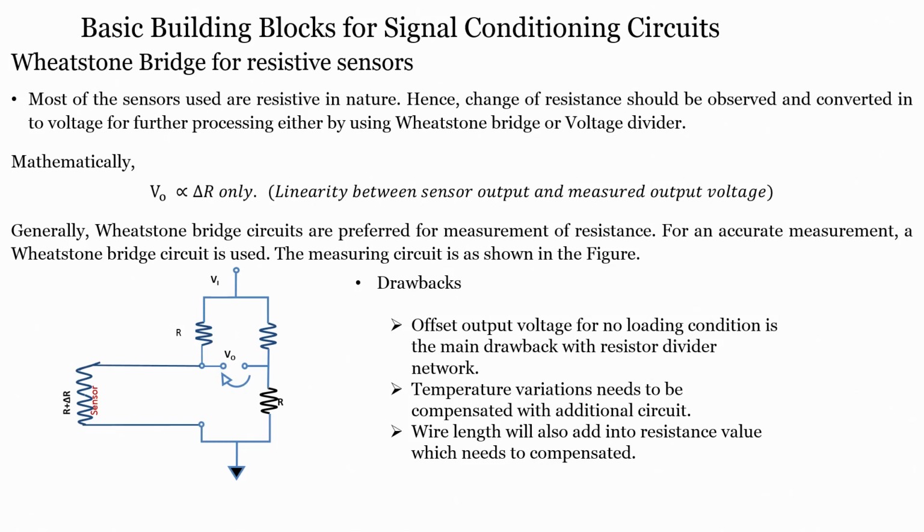The measurement circuit is shown here, and its drawbacks are these. The offset output voltage for the no loading condition is a main drawback. That is the first thing. The second thing is that temperature variation needs to be compensated with an additional circuit, and finally the wire length will also add to the resistance value, which needs to be compensated. So, if the temperature of the resistor changes, how it is compensated, that is a drawback, and finally the wire length will also add resistance values that need compensation. That is another thing that we need to take care of.